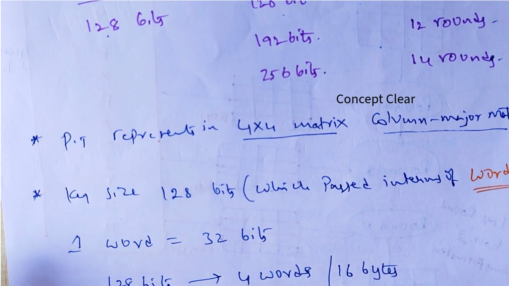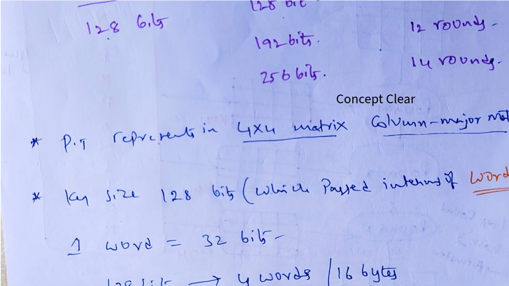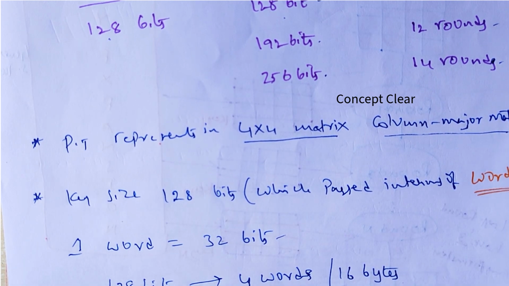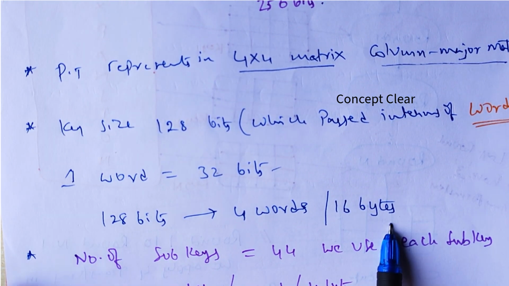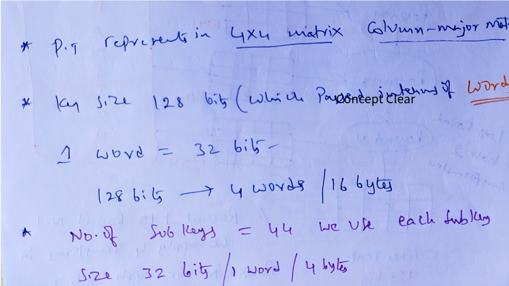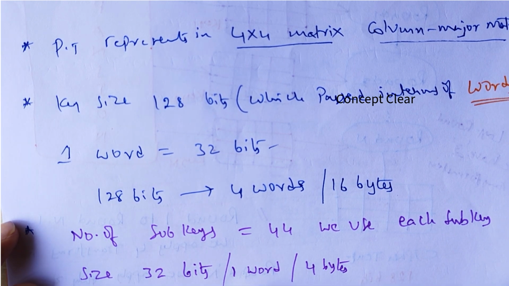What is a word? One word equals 32 bits. If we take a key size of 128 bits, how many words? The 128 bits will be converted into 4 words or 16 bytes. The number of subkeys is equal to 44. Each subkey size is 32 bits, or 1 word, or 4 bytes. The total number of subkeys we are using is 44.